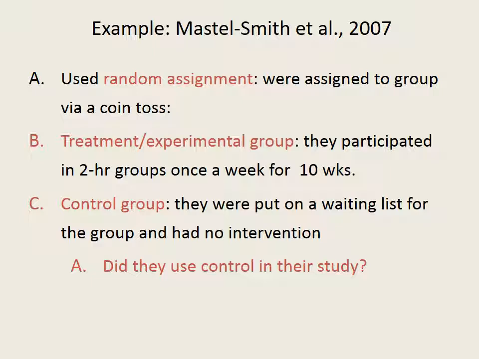They participated in a 2-hour group once a week for 10 weeks with the treatment and experimental groups. The control group, they put them on a wait list for the group and had no intervention. Now, that's how they handled the ethics. They put them on a wait list and didn't have an intervention. Did they use control in their study? We can say yes, they did.